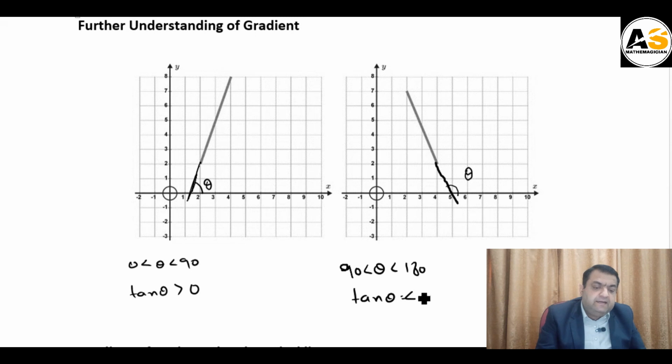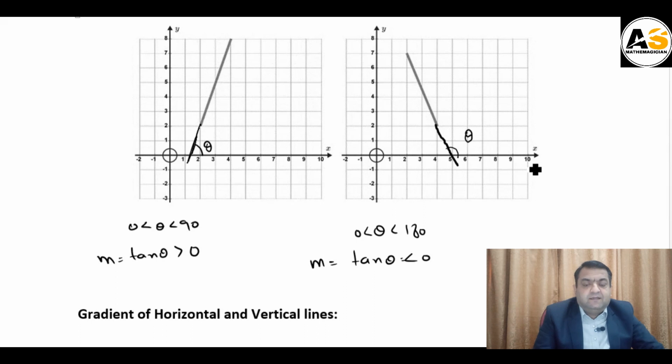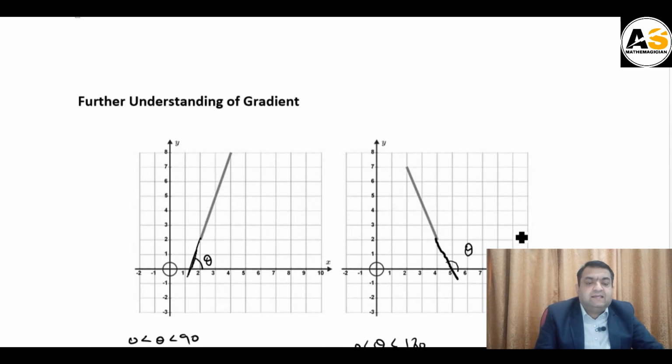That is, gradient will be negative. As we move from left to right, if the line is rising, like in the first case, its gradient will be positive. And if, as we move from left to right, any line is falling, its gradient will be negative. Gradient of the line will increase if the angle with the x-axis is increased.